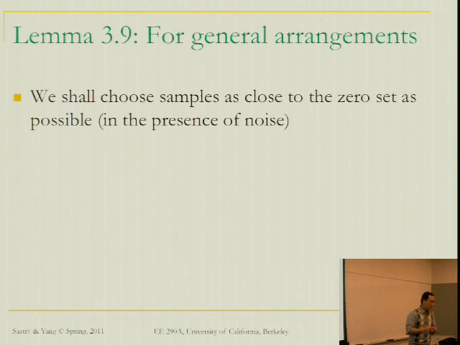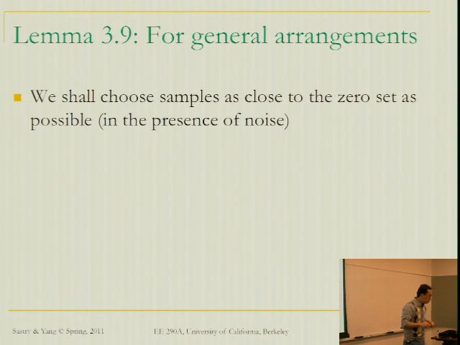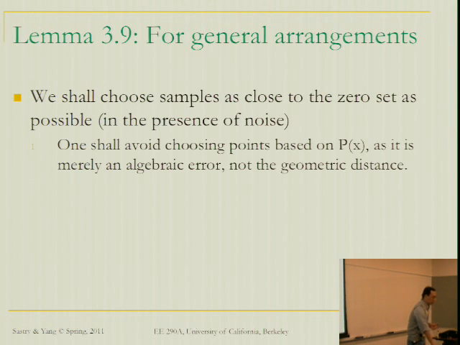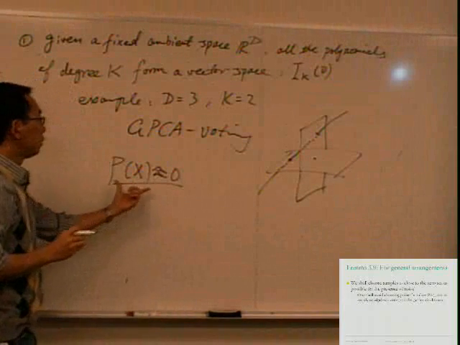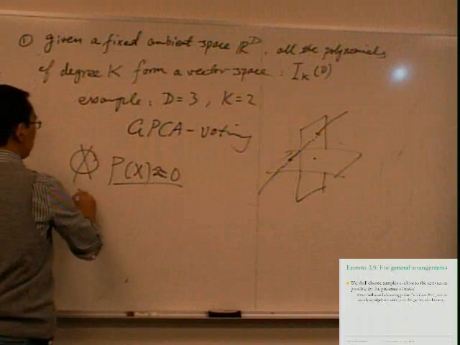So in the general case, this is the case in Lemma 3.9. It says we should choose samples as close to the zero set defined by the algebraic functions as possible. Okay? So in particular, the warning shot is that one should not choose points based on p(x). So what you don't want to do, a big no-no, is that after you get hold of p(x), you don't want to find those points that give you the value of p(x) close to 0. You don't want to do that. Not good.